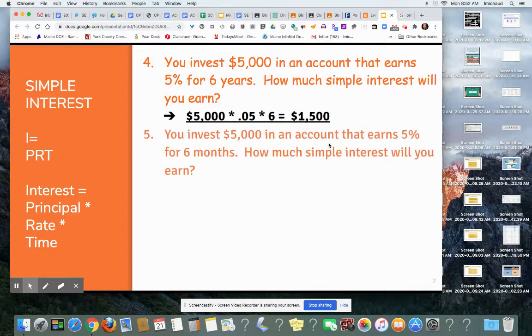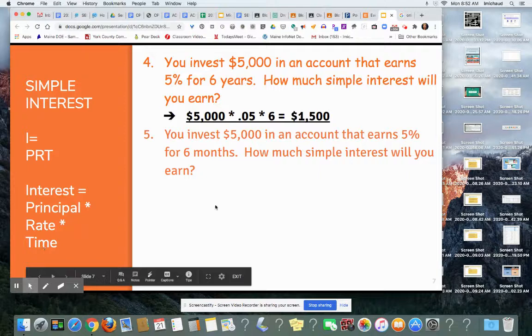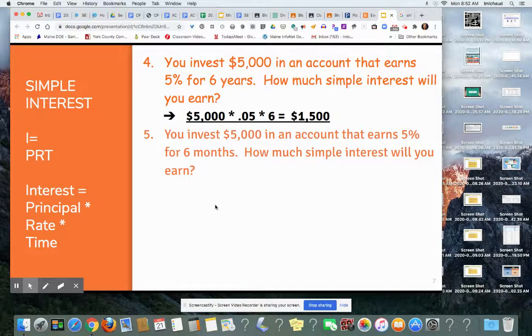Let's try number 5. You invest $5,000 in an account that earns 5% for 6 months. This is 6 months, which is a fraction of the year. So when that happens, do the time first, and please show your work. How many months in a year? 12. 6 divided by 12 times the principal times the rate is 125.